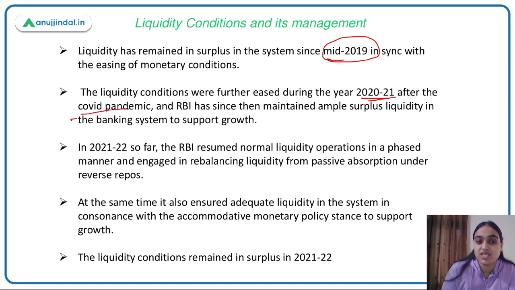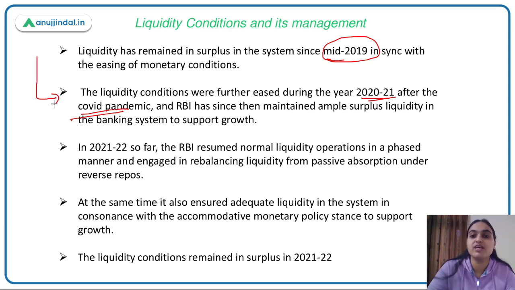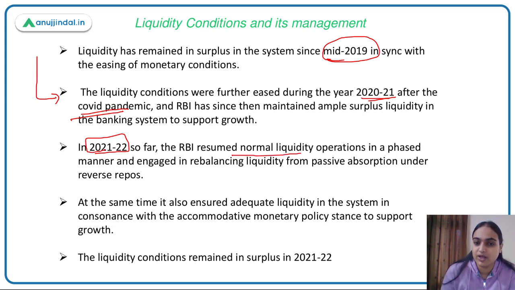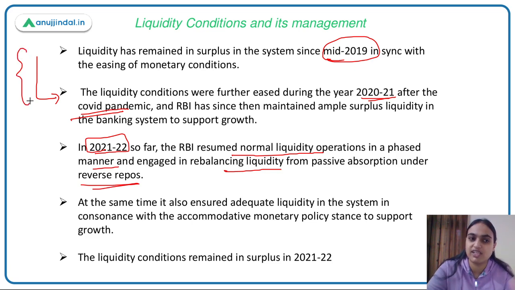So pandemic aur severe hone laga, jis wajah se aur zyada relaxations mile, liquidity conditions further eased. And it increased the supply of money in the economy. It increased the liquidity. So, ample surplus liquidity rahi hai 2020-21 mein. 2021-2022 so far, agar hum baat kare. So, in this very year, the RBI resumed normal liquidity operations in a phased manner and rebalanced the liquidity with the reverse repo. So 2019 se 2020-21 tak kafi initiatives liye gaye to increase the liquidity.